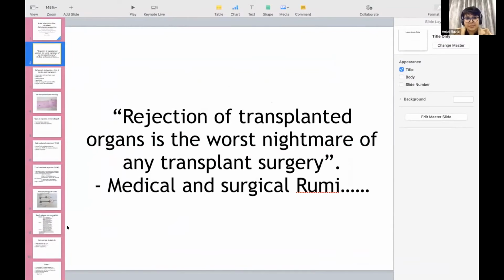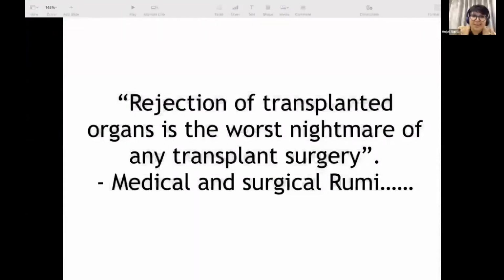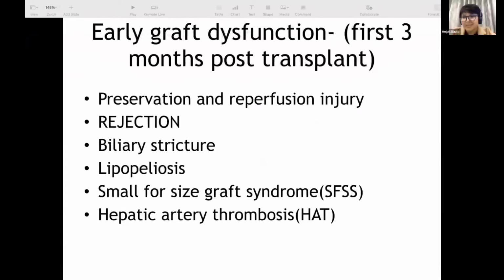Sorry. Rejection of transplanted organs is the worst nightmare of any transplant surgery. We all understand that. Okay, this is better. We can all see that rejection remains one of the main causes of early graft dysfunction in all post-transplant cases.